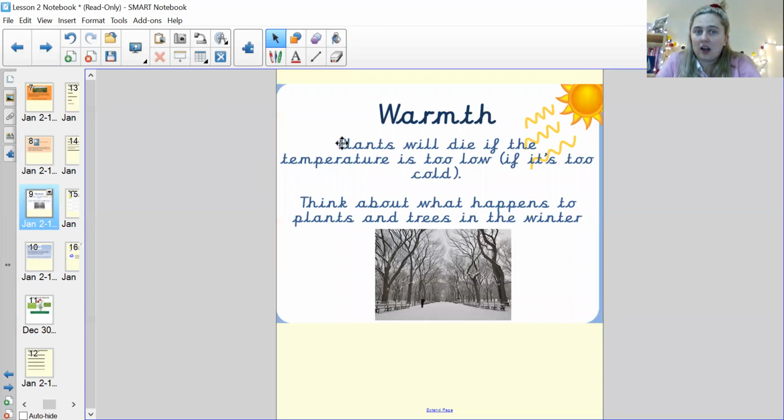And they also need the sun for warmth. If it's too cold, a plant can't survive. So if you think about what happens to the trees in winter, if you look out your window now, none of the trees really have leaves on them, do they? It's too cold for the leaves in the winter, so that's why they need the sun to keep them warm.